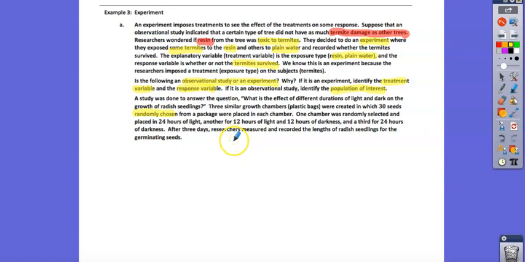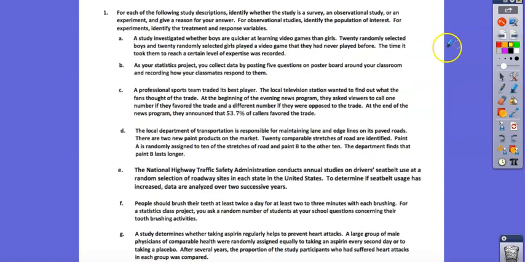So after 3 days, the researchers measured and recorded the lengths of the radish seedlings for the germinating seeds. On this one, can you see it's an experiment? If you talk about the treatment variable, that's the number of hours exposed to light, and the response variable is the lengths of the radish seedlings. A lot of times you still want to know that.